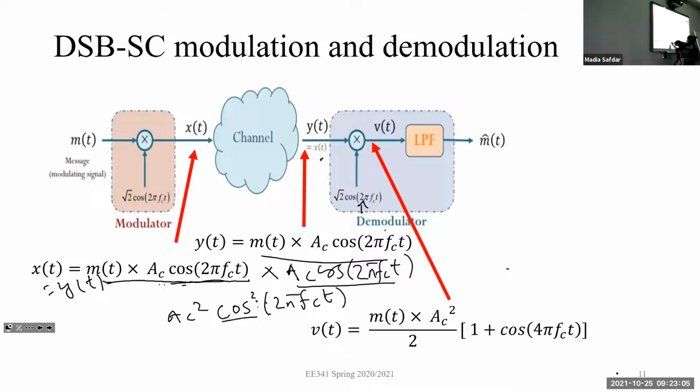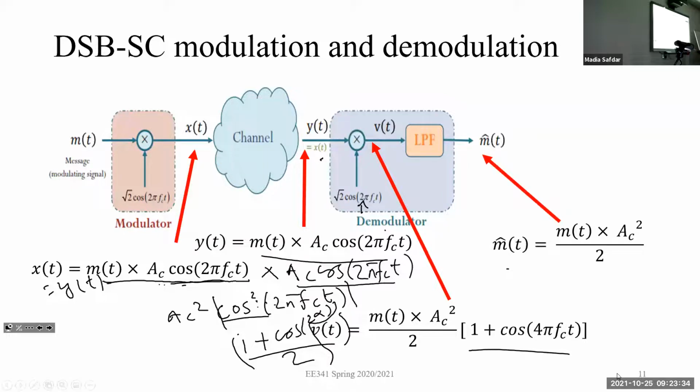Then there is a trigonometric identity, which is equal to, I think, 1 plus cosine of 2 alpha divided by 2. This is a trigonometric formula. So you will put this here, and then you will get this value. I just implemented this formula. Then at the output, your actual message signal will become m of t multiplied by amplitude square divided by 2. And this 2 came from this formula.